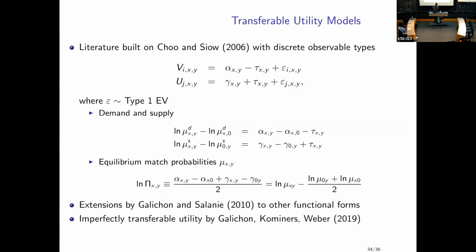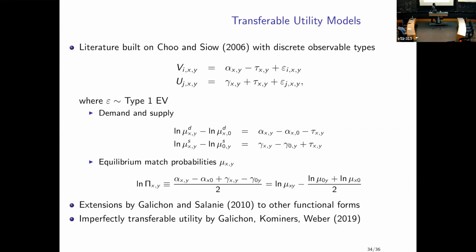So each individual i has some preferences for each type of the other side. They don't have preferences for specific agents on the other side. There's no epsilon ij. It's epsilon iy, really, conditional on x. And similarly, there's u sub j of xy. So there's the gamma of xy plus the transfer. It goes from one person to the other, so there's no loss, right? And then there's the epsilon sub jxy.